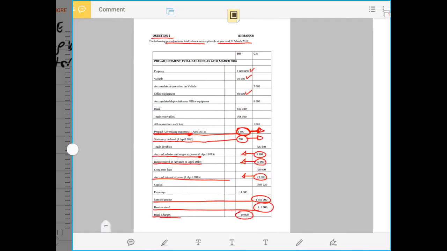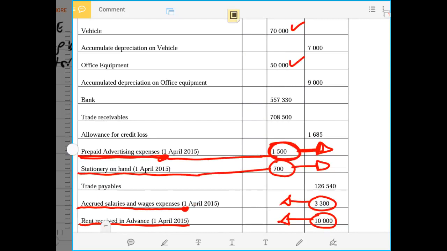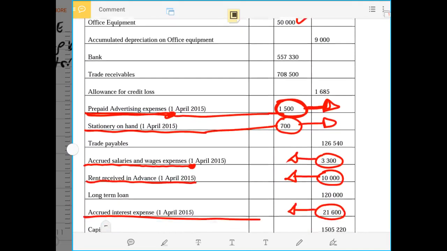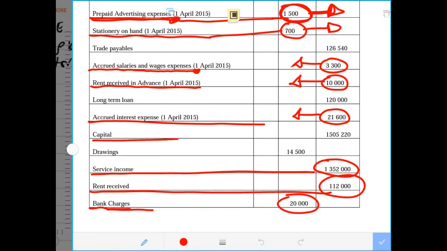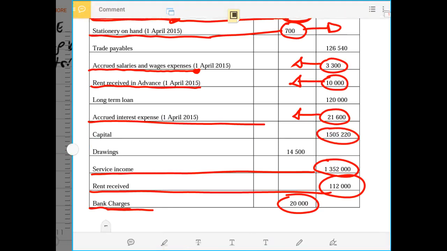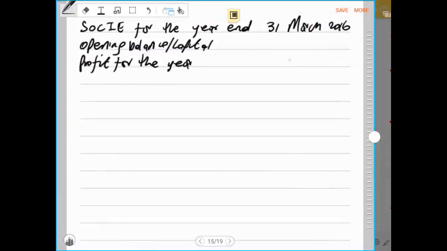In the trial balance we do have the amount of capital, and the amount of capital that appears in our trial balance is 1,505,220. So now that is the amount, and we record that as our opening balance, 1,505,220 rands. Then that will be profit. Our profit for the year, we don't know how much it is yet.